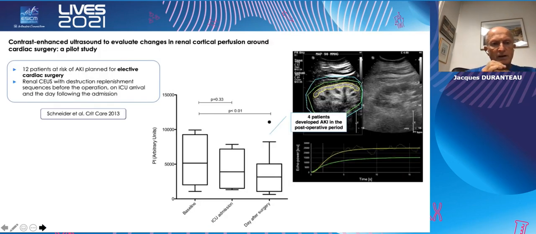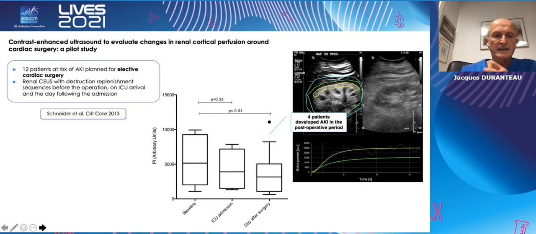This is one of the first studies where this technique was used in the ICU. The study was performed by Schneider during elective cardiac surgery, and they used contrast enhanced ultrasonography with destruction replenishment sequences before the operation, on ICU arrival, and the day following the admission.